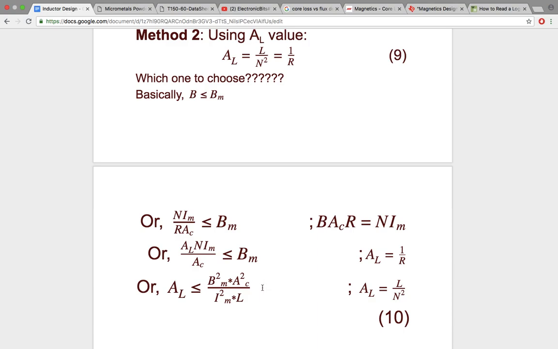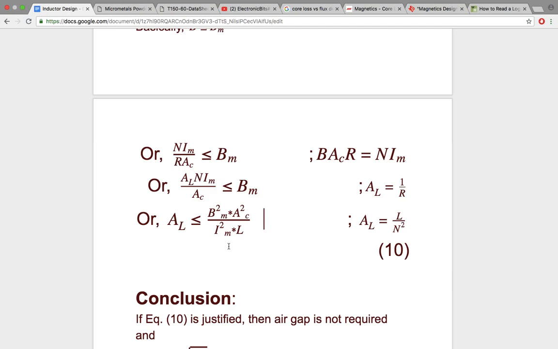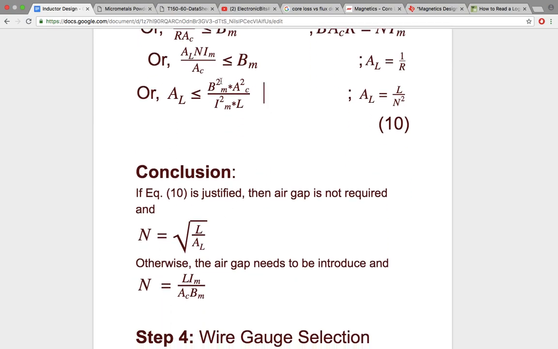So basically, the answer to both questions raised is given by this inequality. In conclusion, for calculating the number of turns, we first check this inequality. If it is satisfied, then we use the AL formula for calculating the number of turns, and there is no need to introduce an air gap.